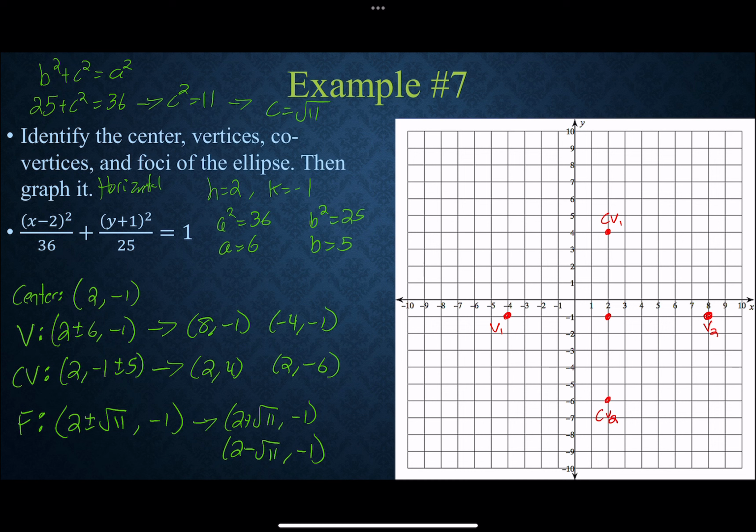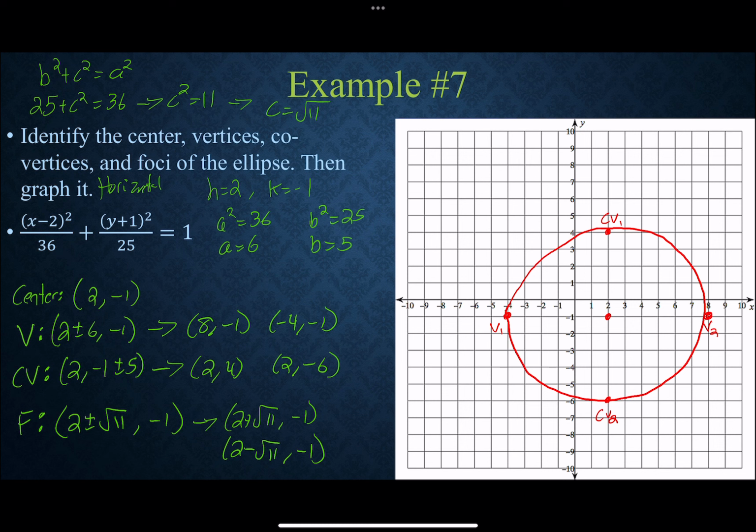Again, it doesn't really matter which one you're calling CV1, CV2, just make sure you label them as the vertices and co-vertices. And then, kind of like the circle, you're just connecting them. Make it look like a curved shape as best you possibly can. Not too bad.